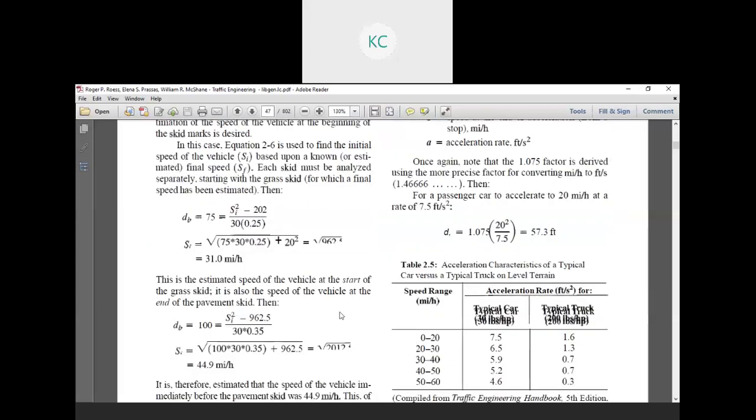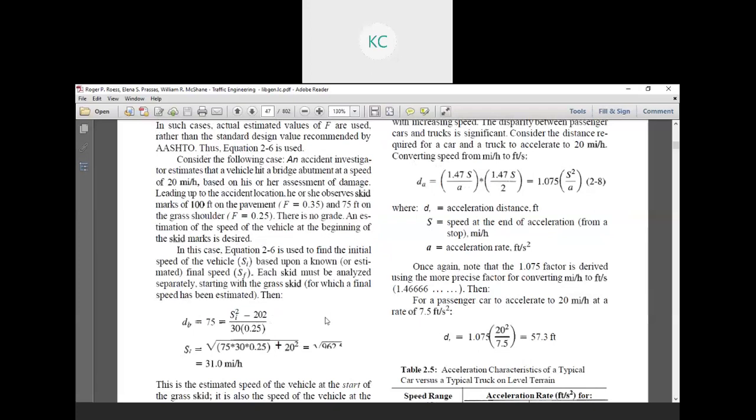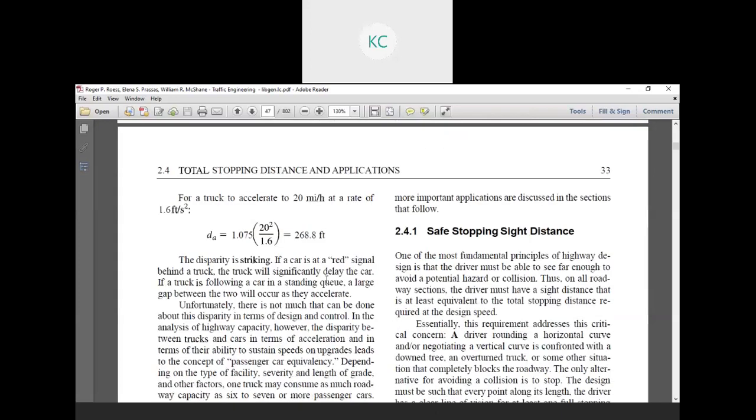But this is not the kind of equation which is used for examination purposes. So when an accident analysis is going to take place, this kind of braking distance or skidding effect is taken into account.